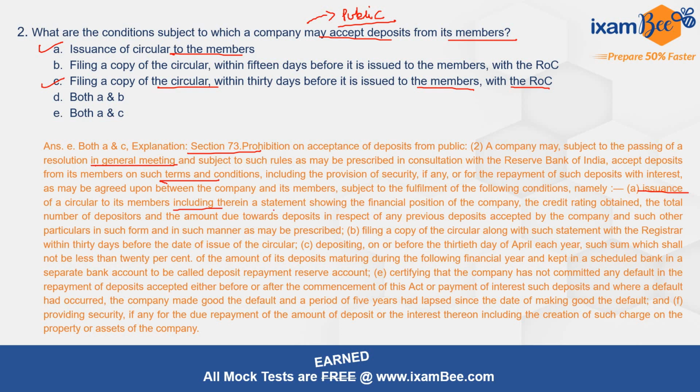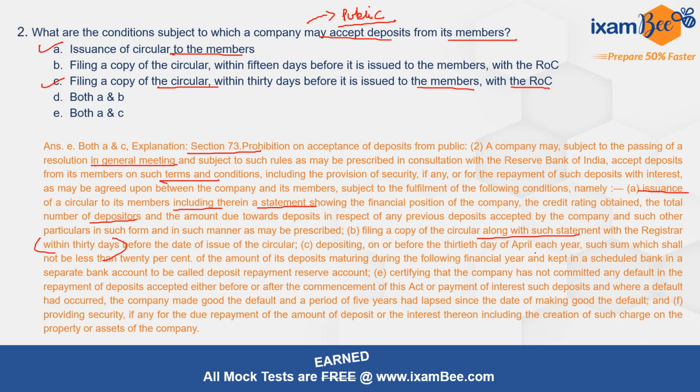Then that particular circular will be including a statement which will be showing the financial position of the company, credit rating जो भी कंपनी ने obtain किया है, total number of depositors क्या है. So circular के साथ साथ ये सारे statements इन सारे details के साथ वो circular को issue करेगी company members को. Then a copy of that particular circular is required to be filed with the registrar, and that has to be done within 30 days before it is being issued.